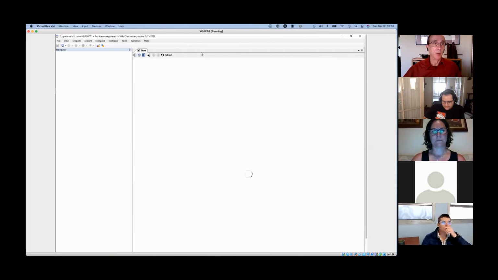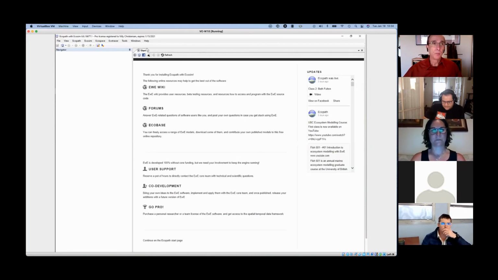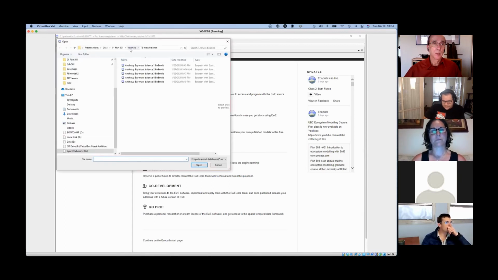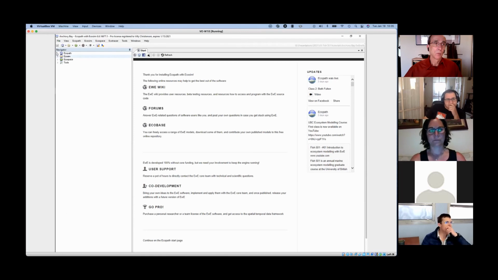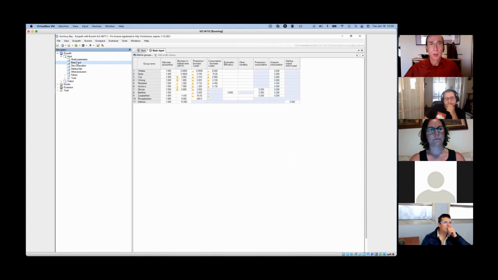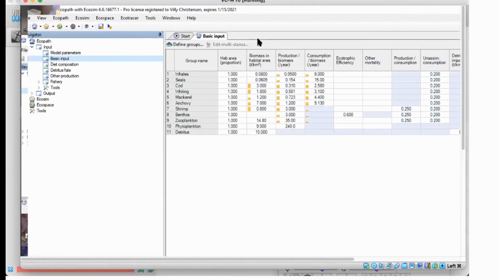So here we are. We have Ecopath, and we are opening it. I'm going to start and see if I have anything up here. Oh, I've got something here. I'll just open Anchovy Bay first. Basic input. I have a sense that this is really, really small. Is that correct? Yeah, that means I should go like this. Give me a second here. I think this is better. Hopefully you can see it now.